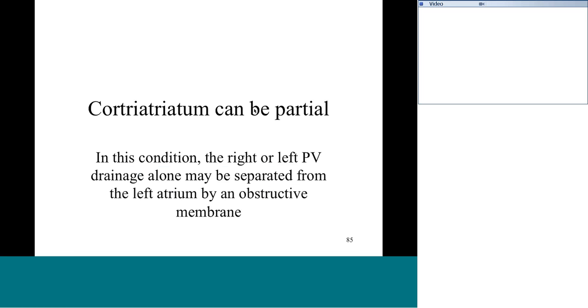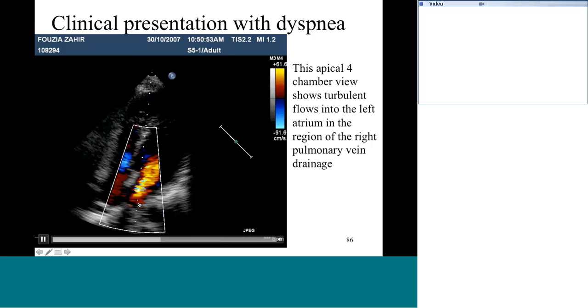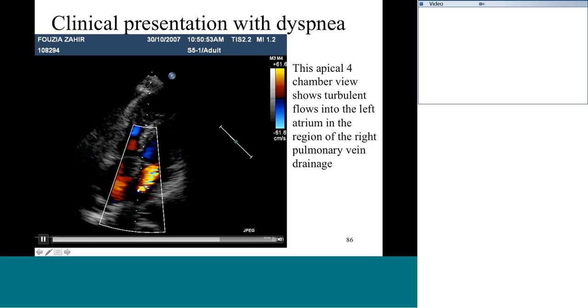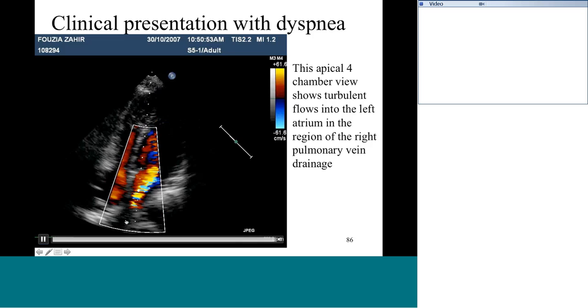Sometimes triatriatum can be partial. That means only the right pulmonary vein, or only the left pulmonary vein, or only upper pulmonary vein. It can be a very, very selective membrane. So this is an example of the patient who presents with a turbulence in the left atrium.